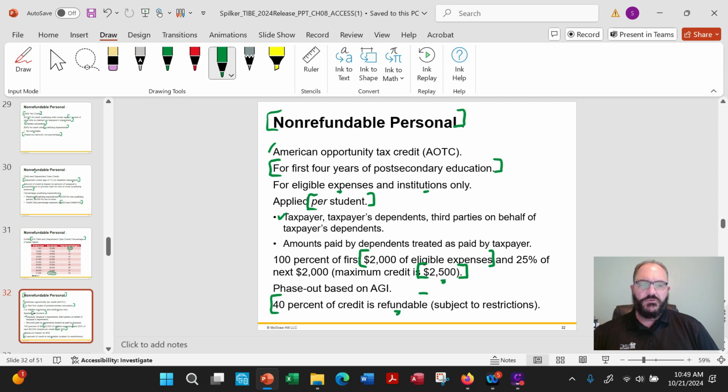And again, there are some restrictions. So you could potentially get a refund of some of this money, depending upon, and then remember, it's phased out based on AGI. So the higher your AGI, the less chance you have of getting this. And again, typically, we don't have to look it up on charts because on the software, it knows the AGI and therefore calculates it for you.